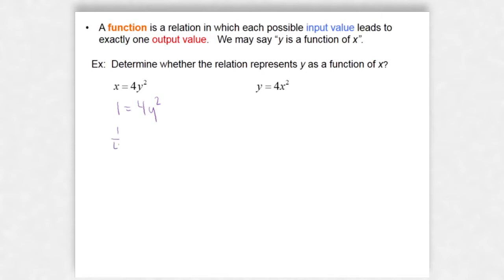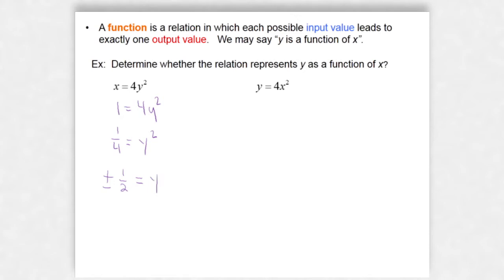So now I have 1/4 is equal to y squared. Right. Then what will I do? Take the square root of either side. And the square root of 1/4 is plus and minus 1/2. So I have plus and minus 1/2 is equal to y. Right. Now the interpretation is so very important.